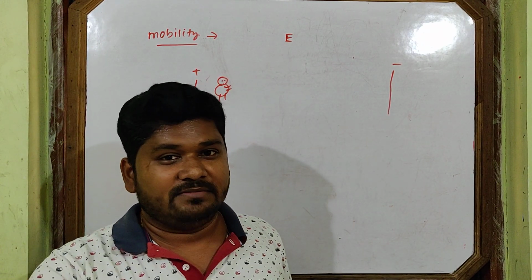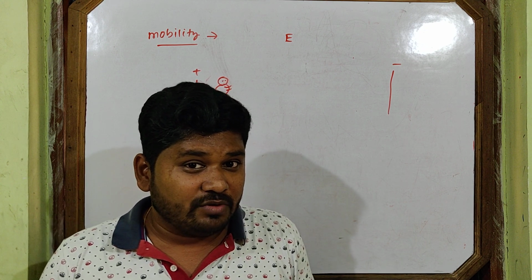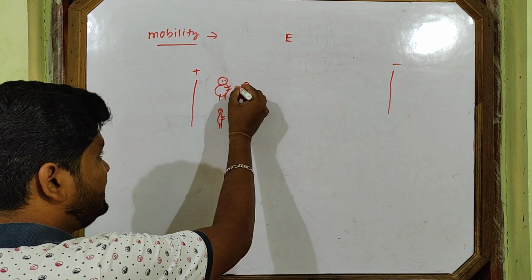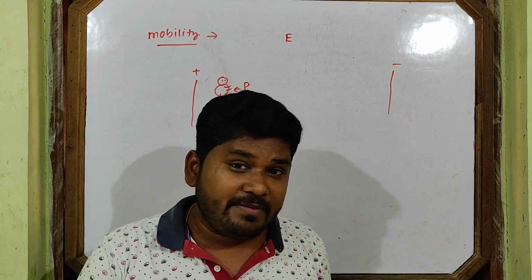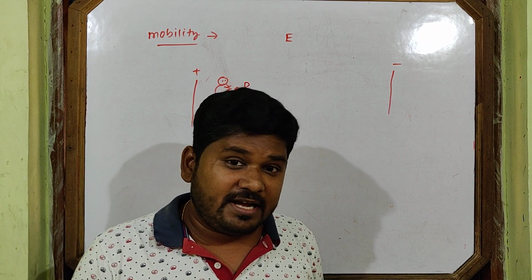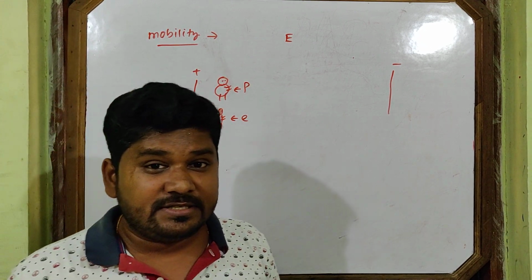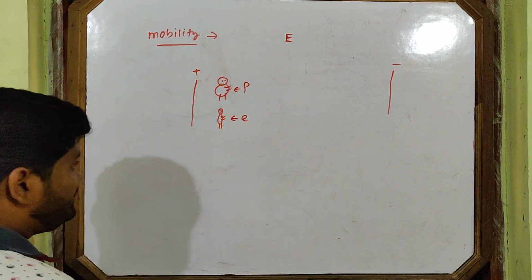That one is more mobile. I told you, mobility means movable. So which one gains more? This is proton and this is electron. Which one gains more drift velocity? That has more mobility. More drift velocity means more mobility. Okay, so what is the mobility here?